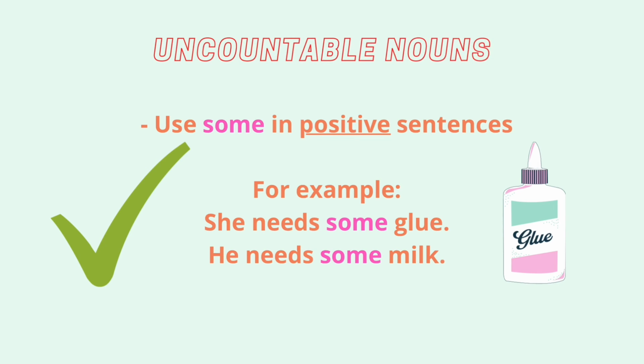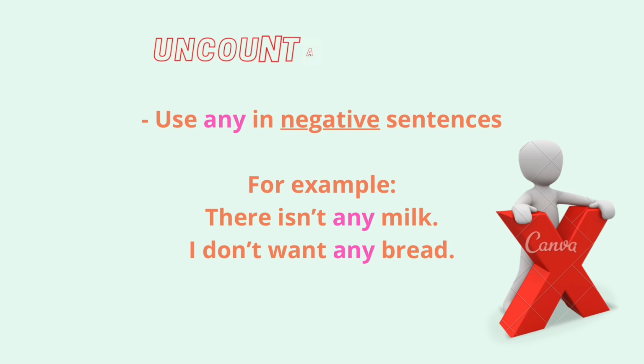As for the uncountable nouns, we use some in positive sentences. For example, she needs some glue. He needs some milk. In negative sentences, we will be using any. For example, there isn't any milk. I don't want any bread.